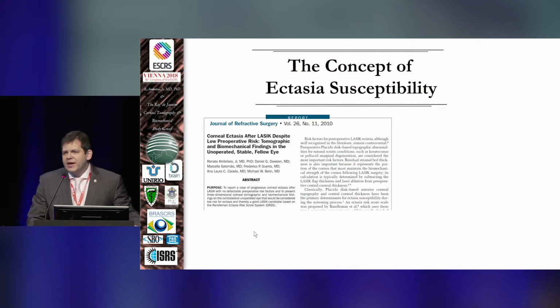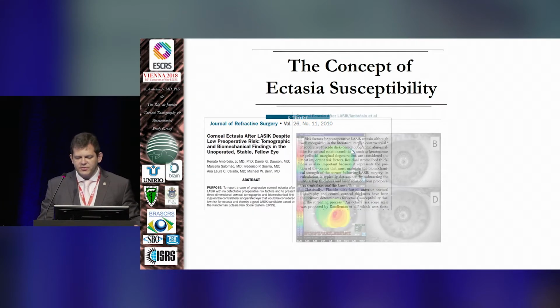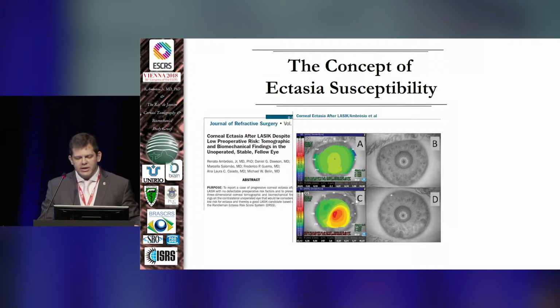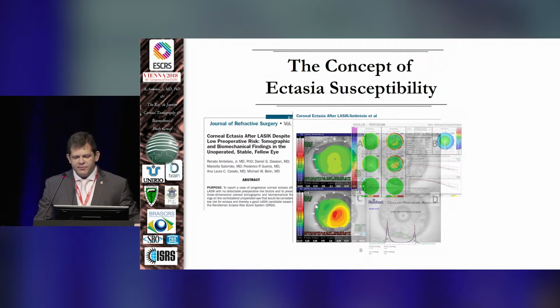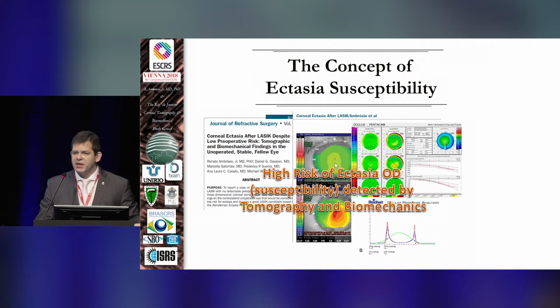The concept of ectasia susceptibility was introduced when I saw this patient for the first time. The patient had LASIK only in the left eye. She was not happy with the results. Nothing was done to the right eye. A few months after the LASIK procedure in the left eye, she developed ectasia. So nothing was done in the right eye. The right eye would qualify as a LASIK candidate based on front surface and thickness.